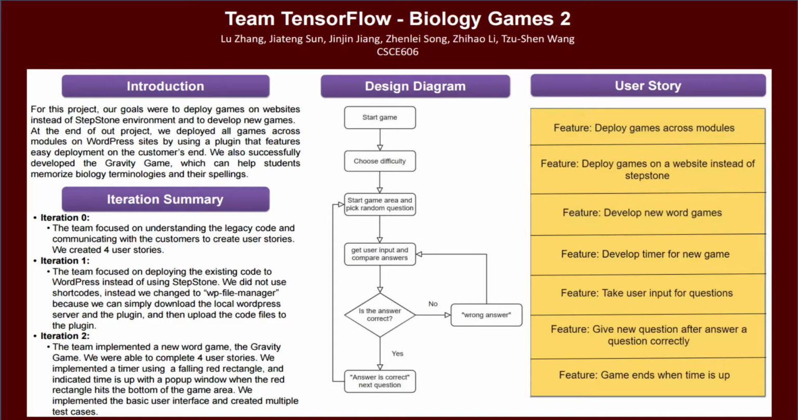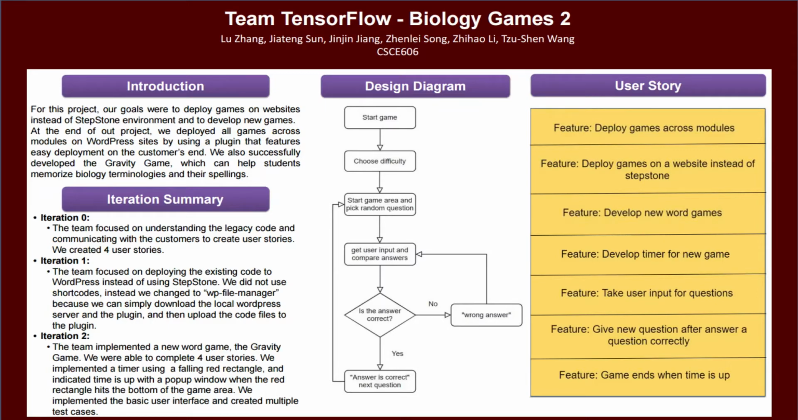If the answer is correct, we will pop up "answer correct" and iterate to pick another question for the user to answer. But if the answer is wrong, instead of just going to the game over page, we keep the user answering questions until they give the right answer or the time is up.